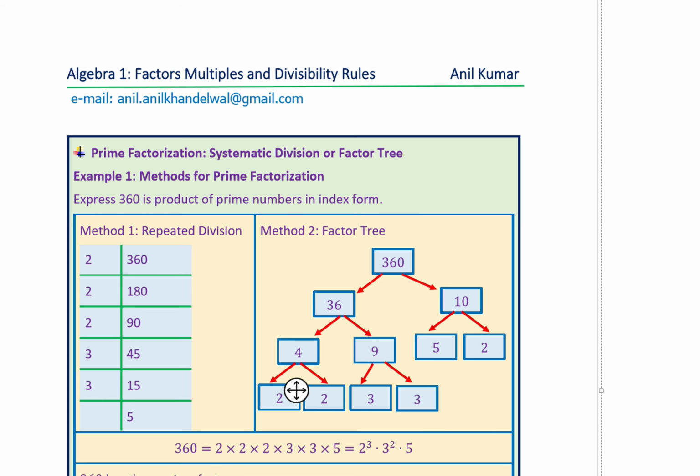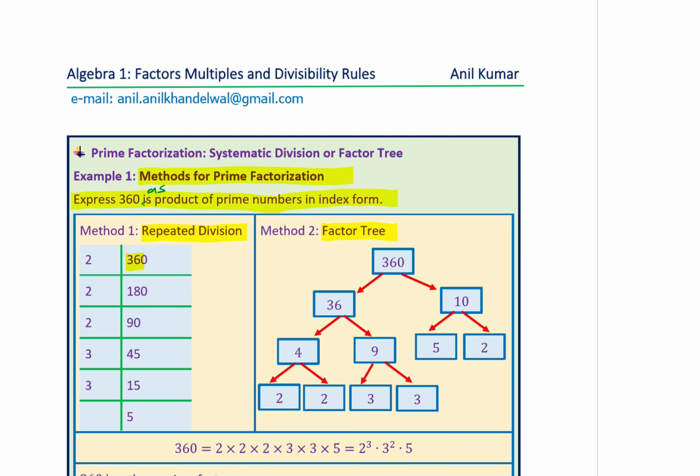So I'll actually take an example with a bigger number. That will help you, right? So we'll understand the method of prime factorization. It really means how do we write a composite number as a product of prime numbers, right? So express 360 as a product of prime numbers in index form. Okay, so we have two methods here. One method is called repeated division. The other one is the factor tree. So let's try to understand both these methods.